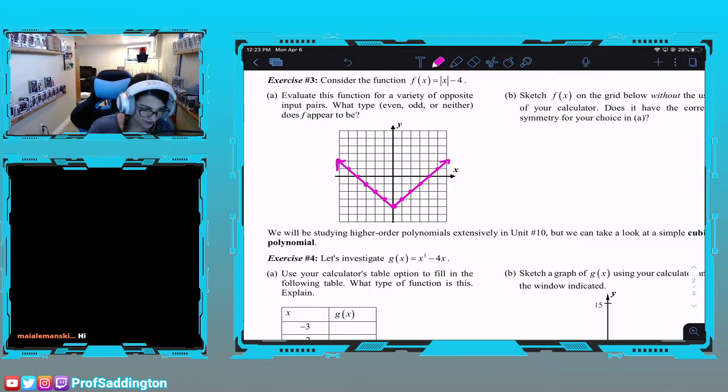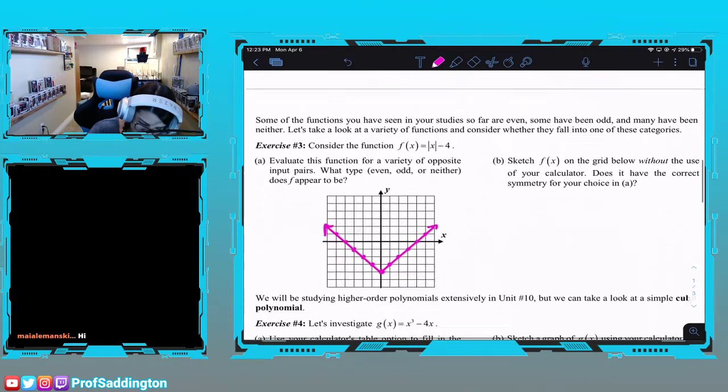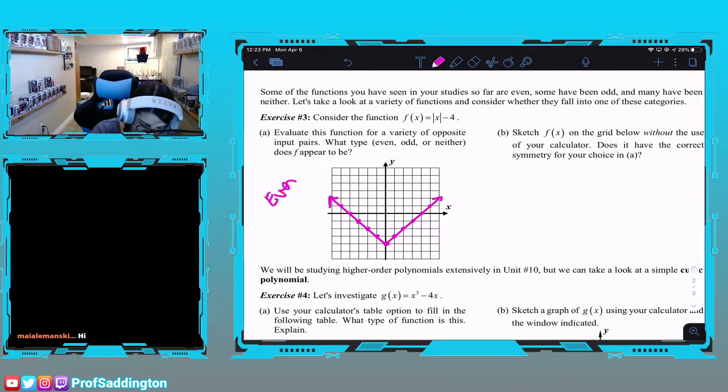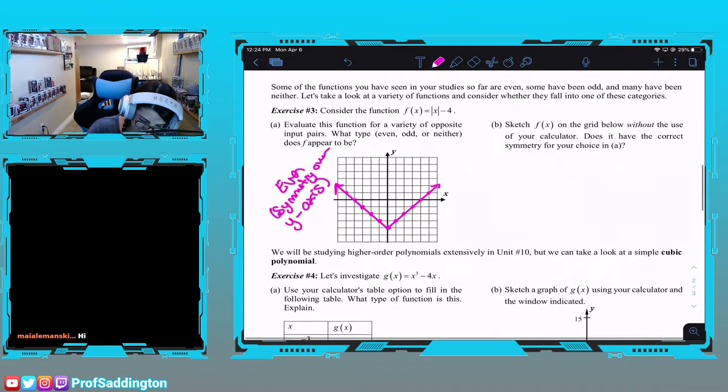So it says evaluate the function for a variety of input pairs. Is it even, odd, or neither? So we look at this. It has symmetry over the y-axis. So if we go back up here, it must be even. So it's even. We have symmetry over the y-axis. So it says sketch. Oh, we already sketched it.